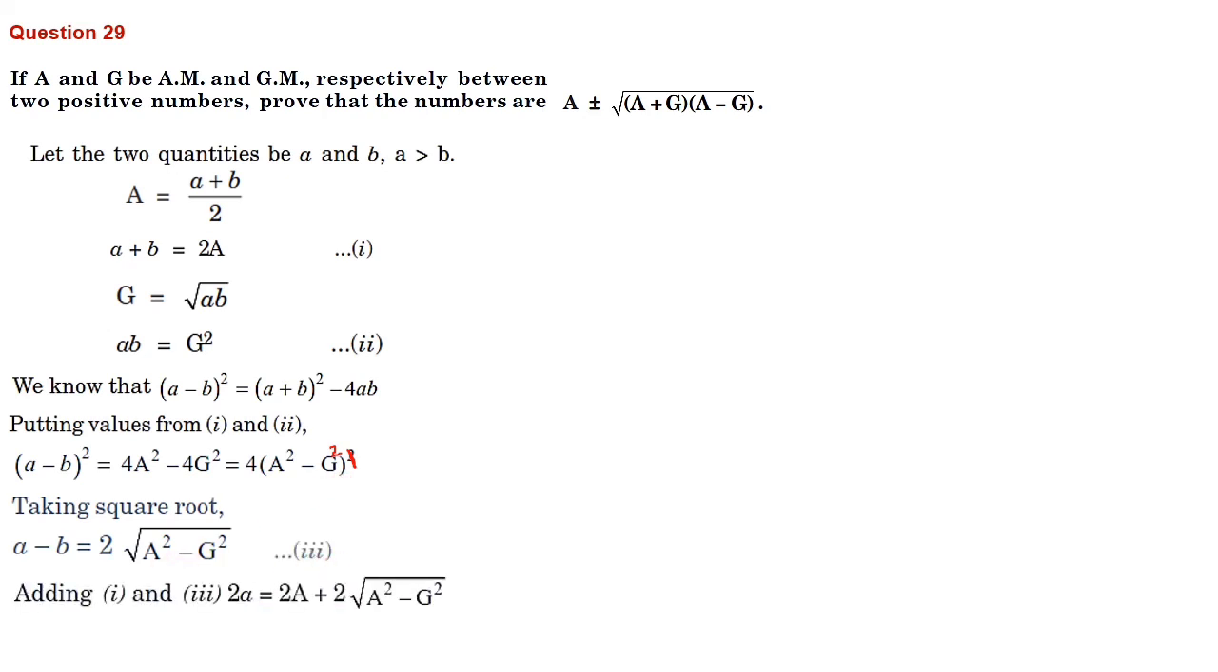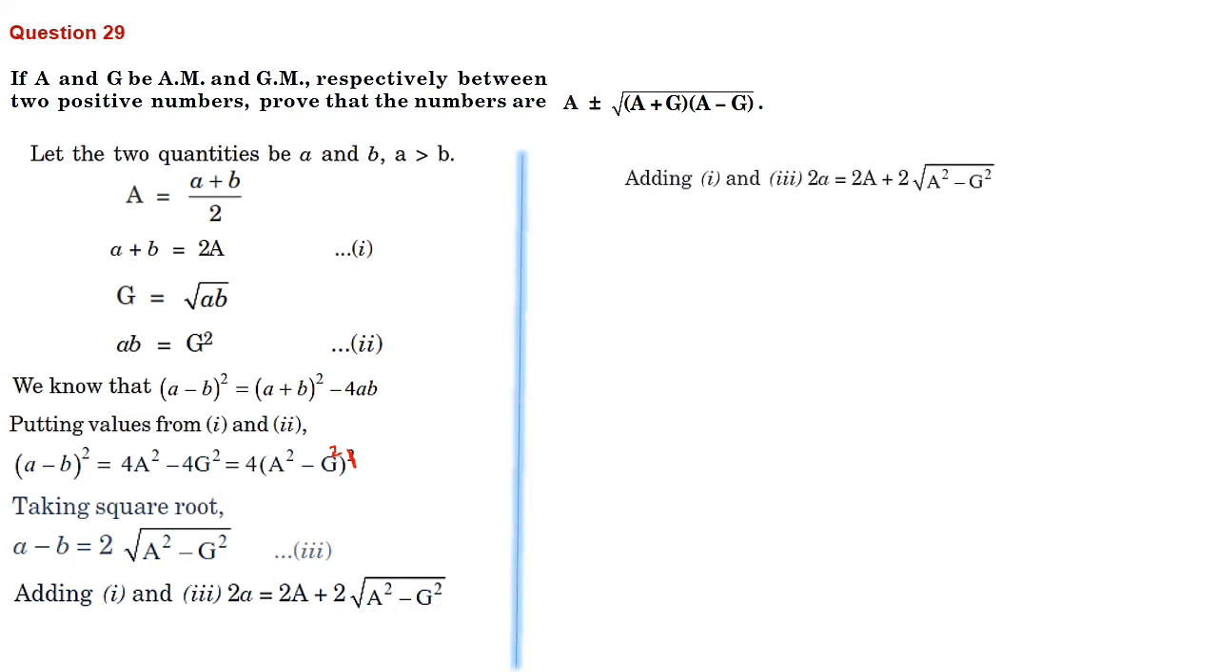Then adding 1 and 3. This is equation number 1, this is equation number 3, because here it is a plus b, here a minus b. So when we add, a plus a is 2a, then plus b minus b is cancelled, so we get 2a plus 2 into root of a square minus b square. Once again, adding 1 and 3, a plus a is 2a, plus b and minus b cancel.